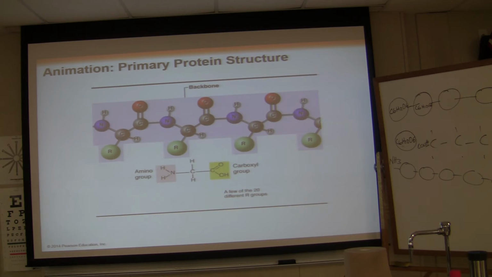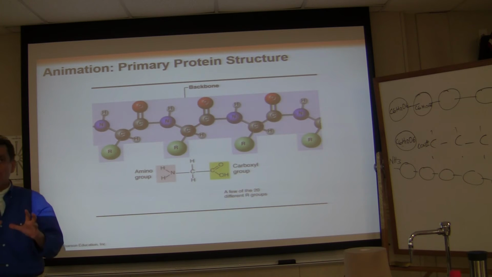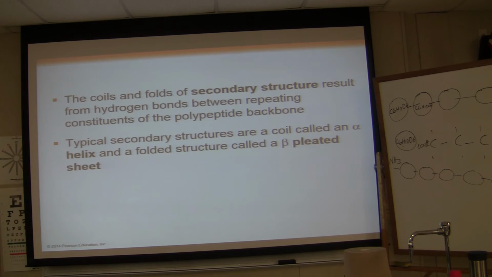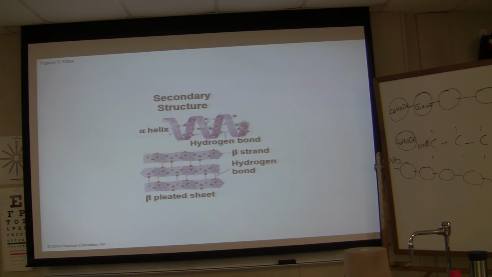Okay. Every protein molecule has a different shape, and of course they have a different function. The coils and folds of secondary structure result from hydrogen bonds between repeating constituents of the polypeptide backbone. Typical secondary structures are a coil called a helix, or a fold, or they are pleated, called beta and alpha helix. Okay, alpha helix and beta.